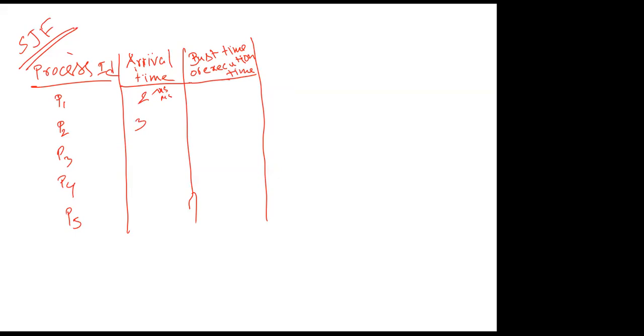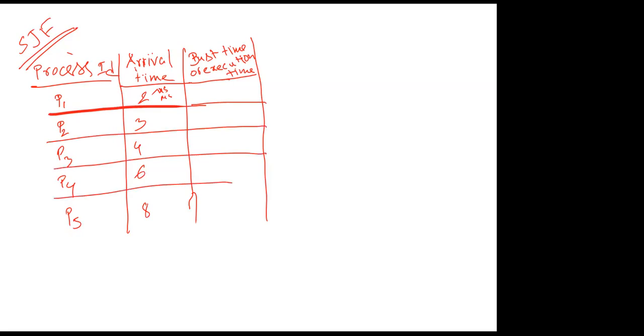At time unit 3, and process P3 arrives at time unit 4, and P4 arrived at time unit 6, and process P5 arrived at time unit 8. Okay, this is the arrival time for process P1, P2, this is for P3, P4, and P5. Arrival time means this process comes to the RAM from your SSD, from your hard disk. Okay, this is the arrival time.